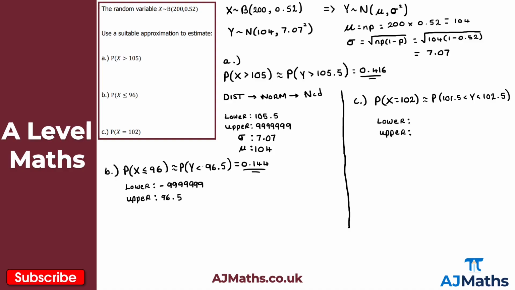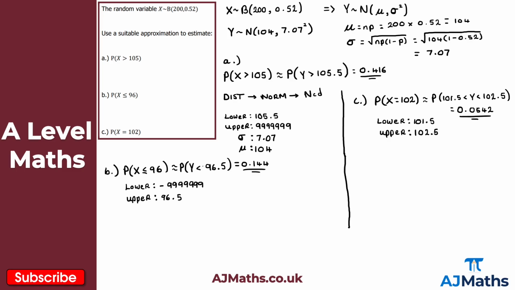For the lower and upper here, it's actually nice and straightforward. My lower value is the lower bound of this probability, so that's going to be 101.5. And then for the upper bound, that would be 102.5. Sigma is just 7.07 again, mu is 104, so don't change those. So if I quickly put that in as well, 101.5 and 102.5, what I get then for my probability is 0.0542, and that's three significant figures there. Okay, and there we have it.